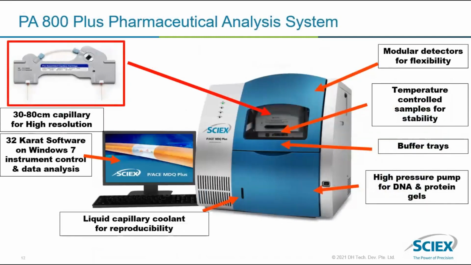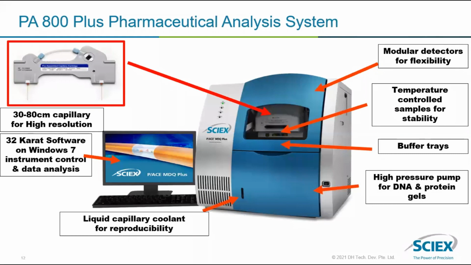So this slide schematic shows the view of a P800 Plus pharmaceutical instrument. Basically, this is the capillary electrophoresis instrument. On the top left, you can see the cartridge, which contains the capillary for the separation. The length and the diameter of the capillary can be adjusted based on the molecule complexity or the resolution you are looking for.